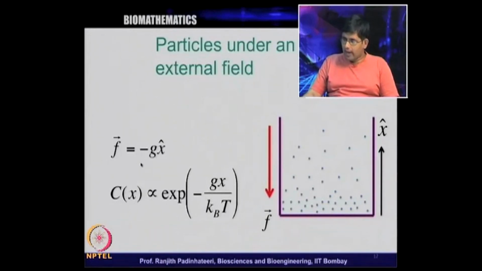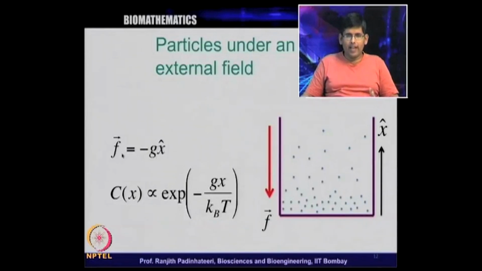So G is the amount of force. G could be the amount of electric force due to an electric field. It could be the amount of force due to gravity, whatever you wish. But G is some force and the magnitude of the force is G, and F is the force, the vector force. So let F is equal to minus Gx.